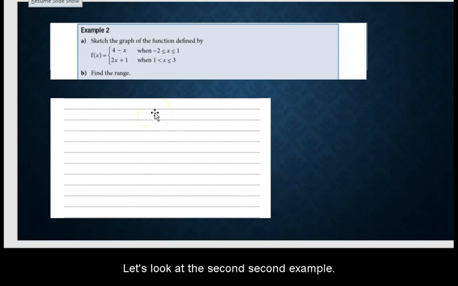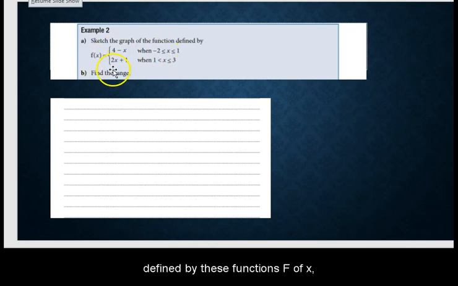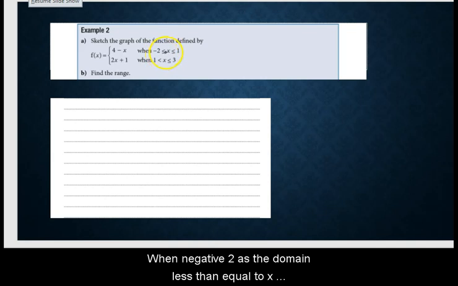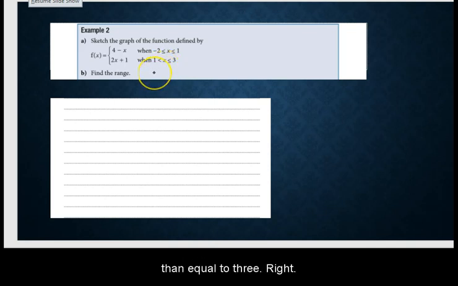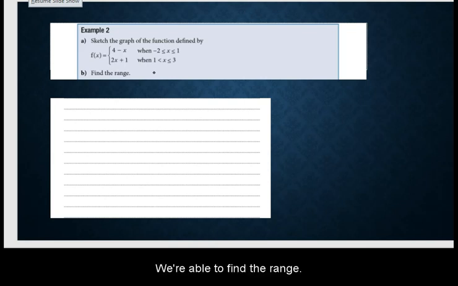Let's look at the second example. You are supposed to sketch the graph of the function defined by these functions. f of x is 4 minus x, when the domain is negative 2 less than or equal to x less than or equal to 1. And we have 2x plus 1 when 1 is less than x less than or equal to 3, right? And therefore we are able to find the range.